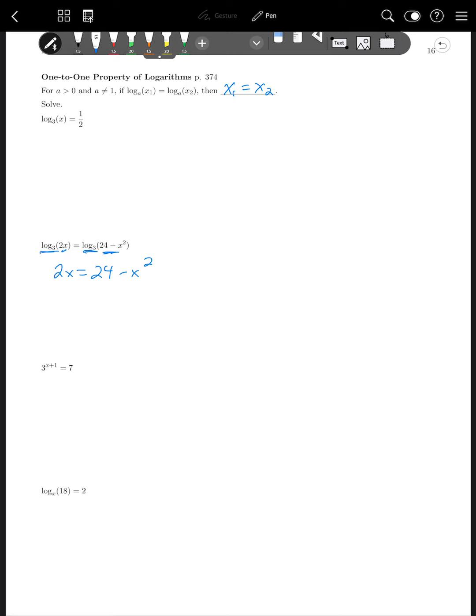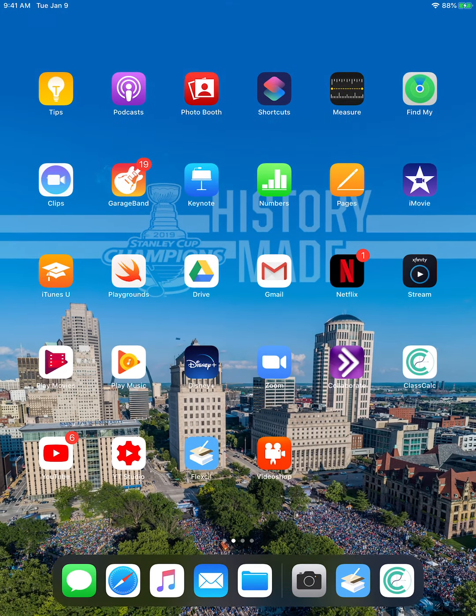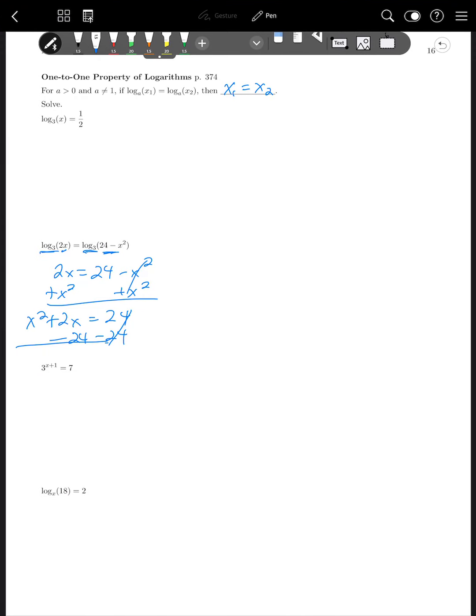I would probably add x squared to both sides to get x squared plus 2x equals 24, and then subtract 24 from both sides. Okay, so that's going to be x squared plus 2x minus 24 equals 0. And now we could probably factor this.